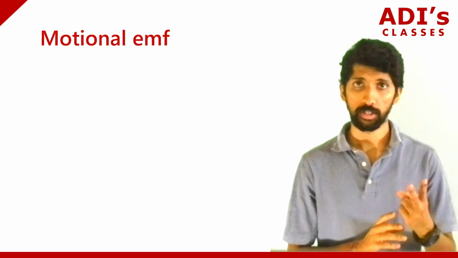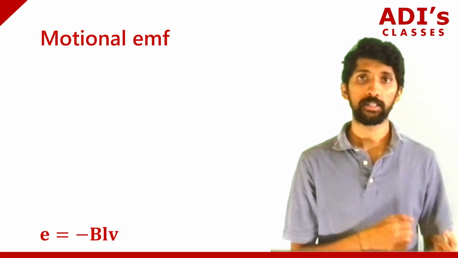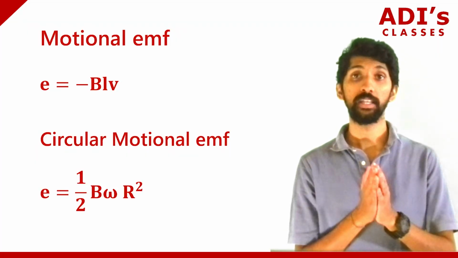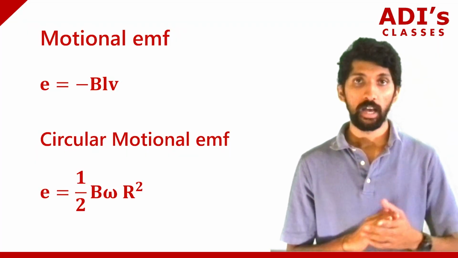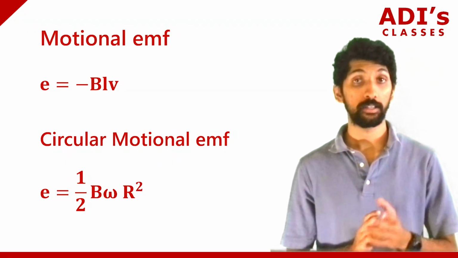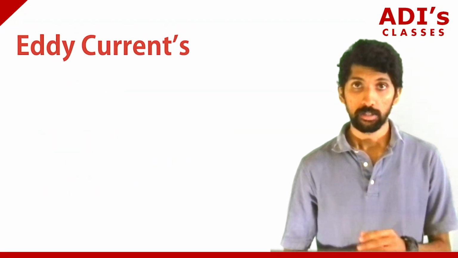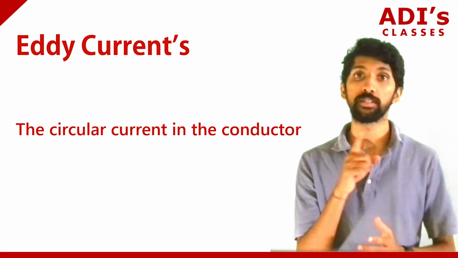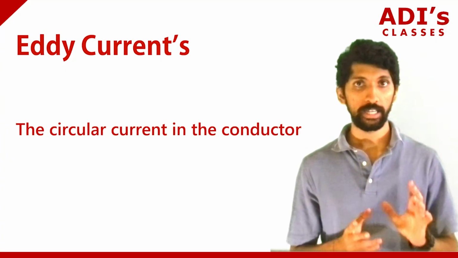In motional EMF, there are two things: one was linear motion, and one was circular motion. Motional EMF for linear motion is E equal to minus BLV, and for circular motion it is half BL square into omega. Then you learned about eddy currents, the currents induced in a conductor that move in a circular motion.